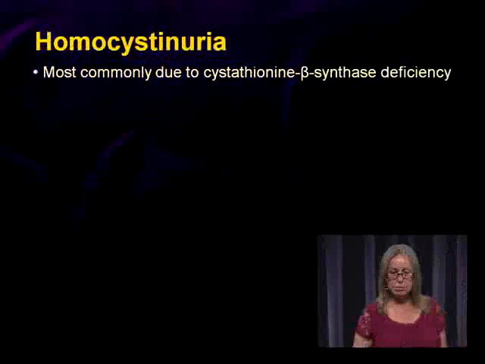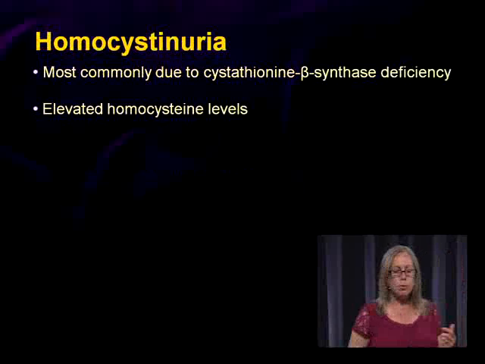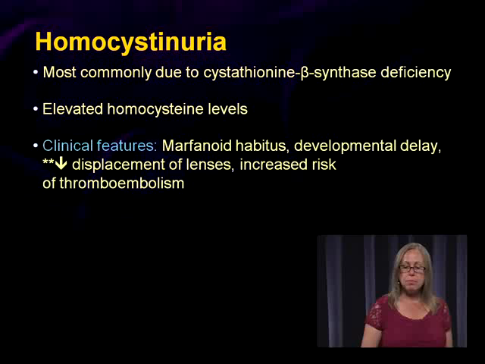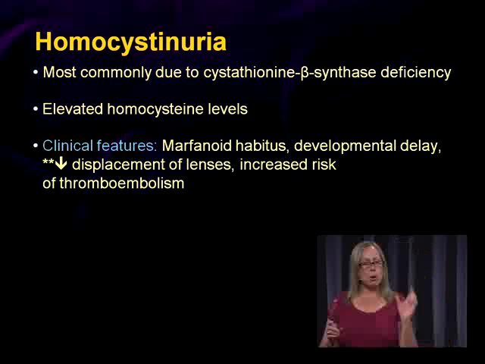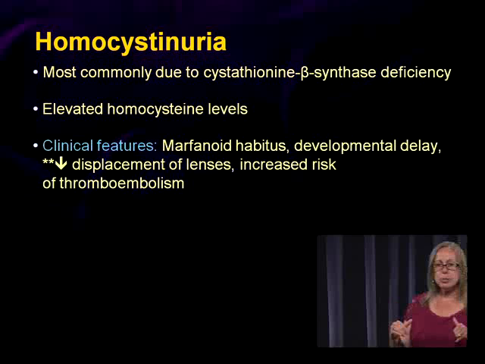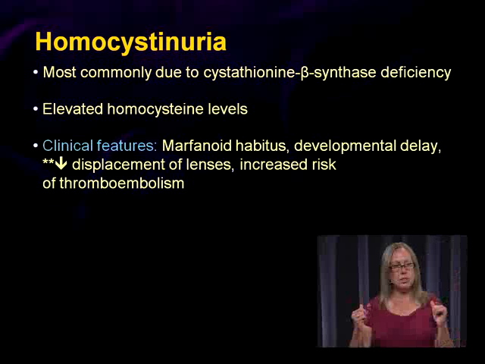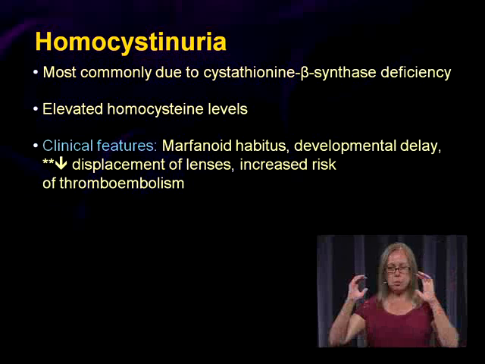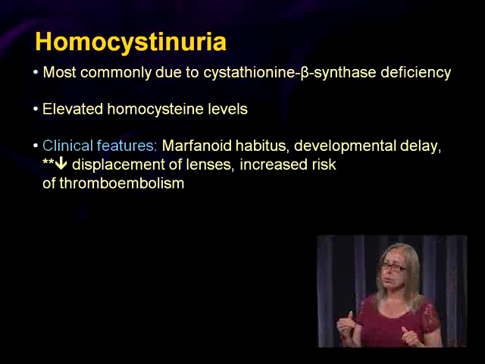So homocystinuria is most commonly due to cystathionine beta synthase deficiency. It will give you elevated homocysteine levels. The clinical features, again, include that marfanoid habitus. So remember back to Marfans, this is the phenocopy, but this is the recessive rather than dominant Marfans. Developmental delays, a downward displacement of the lens, so it also has ectopia lentis. Marfans tends to displace upwards. And there's also an increased risk of thromboembolism.